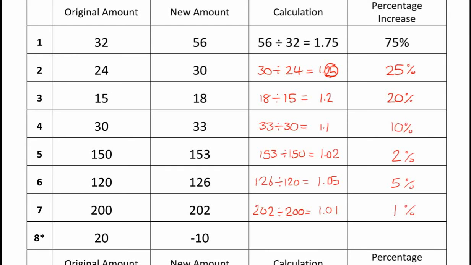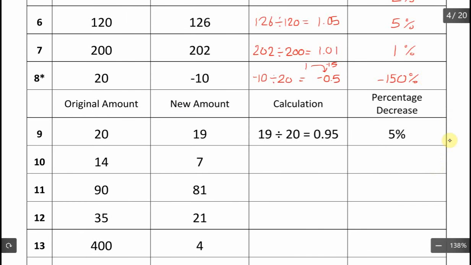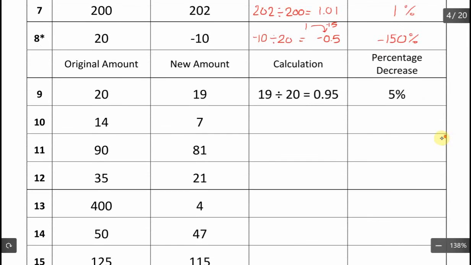And finally, negative 10 divided by 20 is negative 0.5. Now this is a bit tricky. What have we increased by? No, sorry, this is a decrease, this one. What have we decreased by to turn 1 into this? Well, we've taken away 1.5, so that's a negative 150% increase, if you like. Bit of a tricky one, that one, especially because we had to use a negative. It should really be in the decrease section. Anyway, on to these decreases.